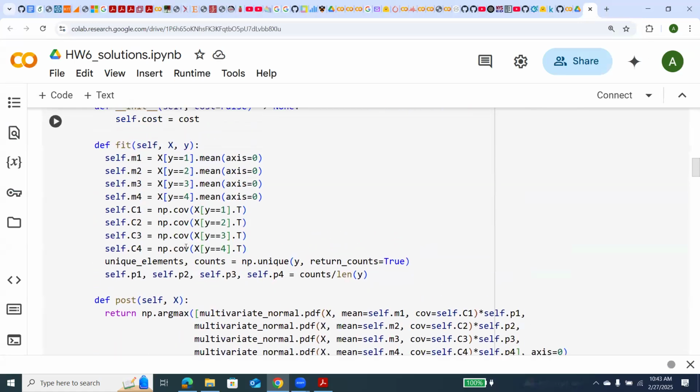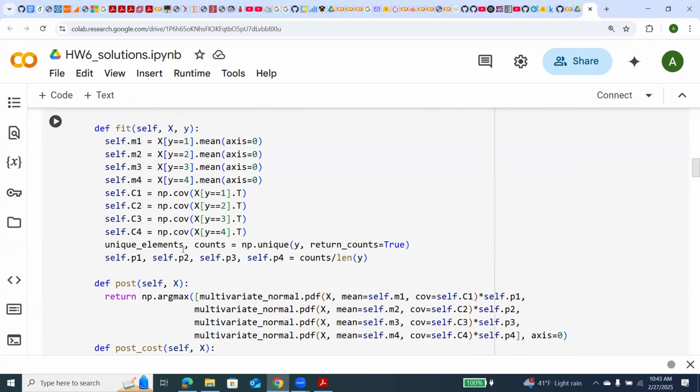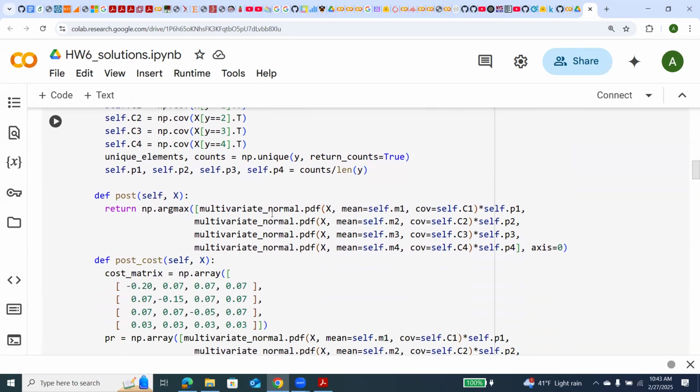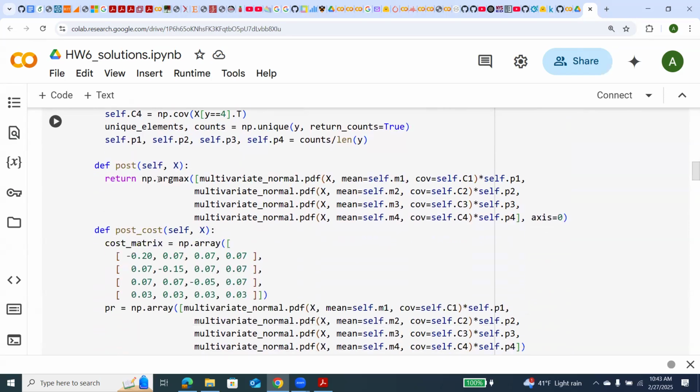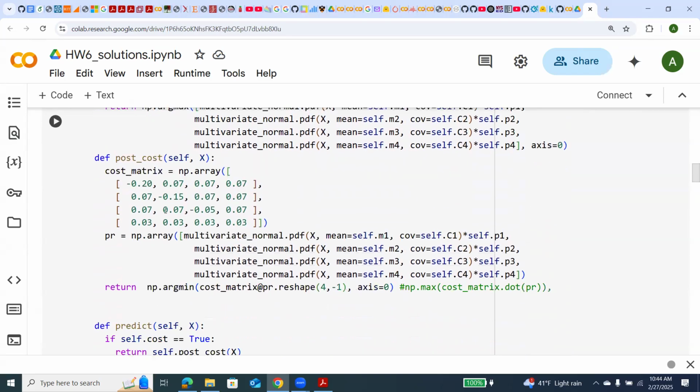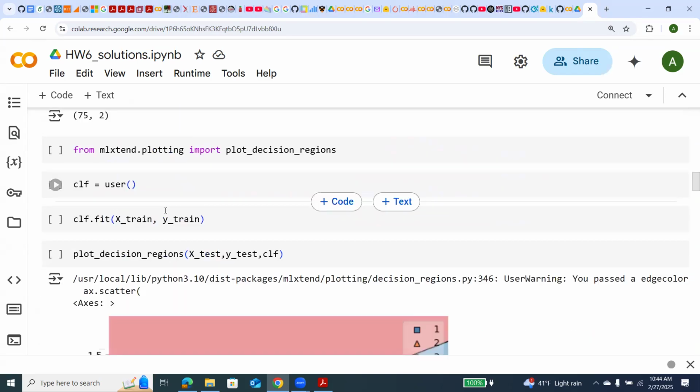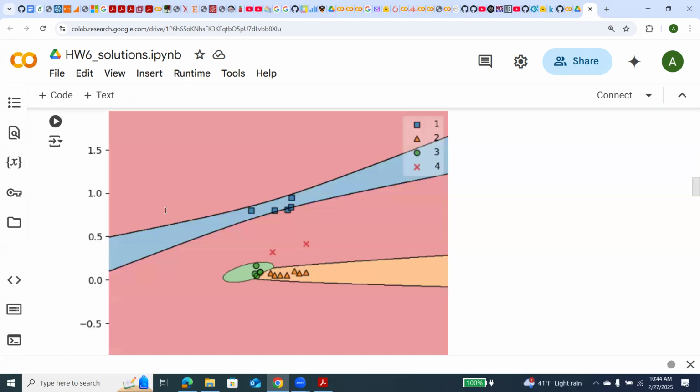Yes, so we calculate the probability for y, the covariance matrices and means, and then posterior. Oh, actually, here I predict the classes. I take argmax. I called this posterior. It should be called prediction. So it's just a prediction. The argmax of the probabilities, and then if you plot the decision boundary, it will look as in the textbook.